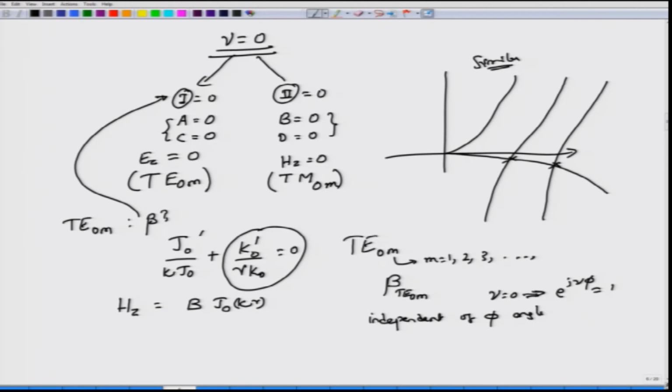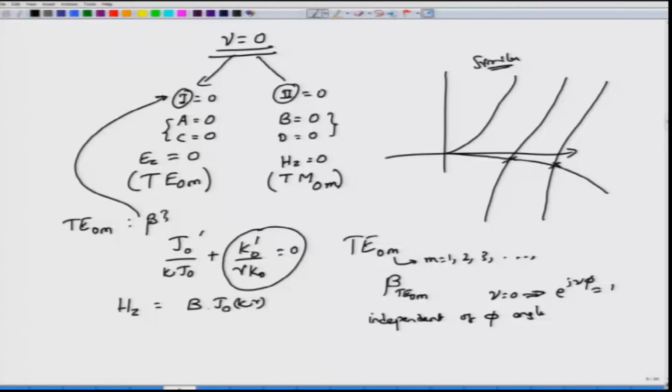Independent of phi means that they are azimuthally symmetric. So, if you go around the fiber in a circular manner at a constant radius a, you will see that the field essentially looks the same. The magnitude of the field does not really change as you circle around the optical fiber. So, you have Hz, which is some J0 kappa r with respect to Z anyway.